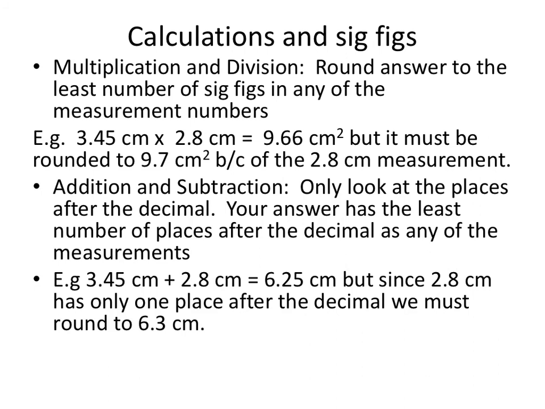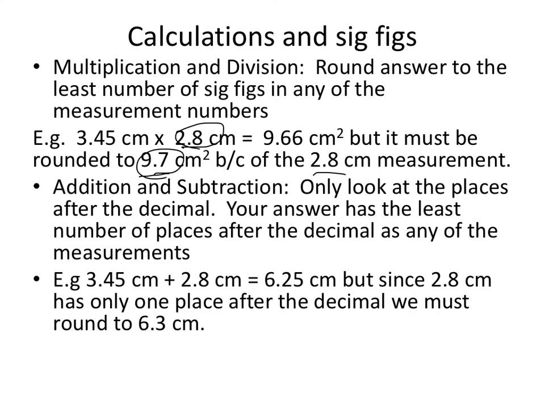When you do calculations, for multiplication and division, 3.45 times 2.8 equals 9.66. You get that in your calculator, 9.66, and you have to round that. You must round that to 9.7 because the 2.8 only had 2 sig figs, so my answer can only have 2. That's the same with division. You look at all of your numbers, what is the weakest link?